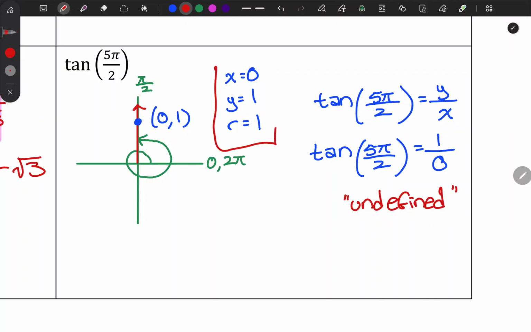But basically, using that 1 point to identify x, y, and r will allow us to find all 6 trig ratios for the angle 5 pi over 2. You can do similar things for any angles that are a multiple of pi over 2.